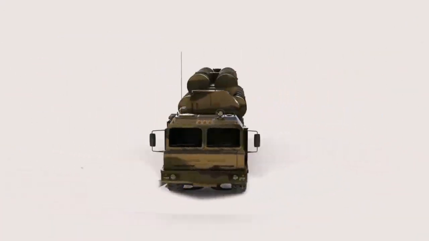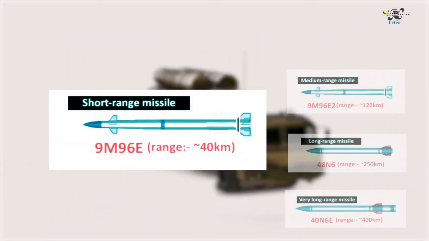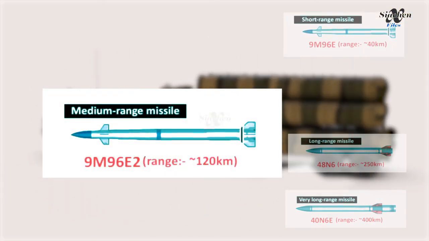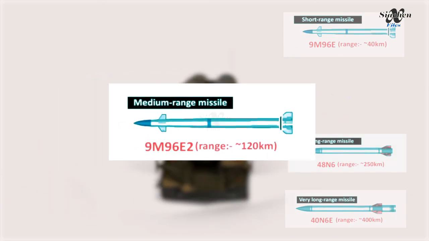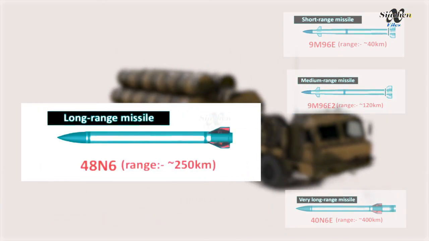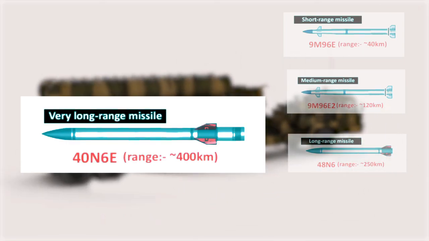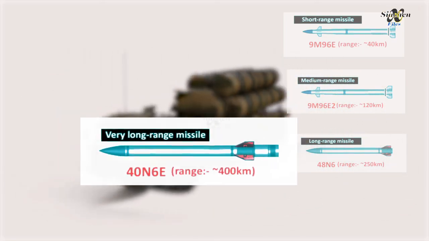So what kind of missiles does the launch vehicle carry? These are the 4 missiles of different range and caliber. This is a short range missile of 40 kilometers. This is a medium range missile of 120 kilometers. Moving forward, this is a long range missile of 250 kilometers. Last but not the least, we have the very long range missile of 400 kilometers.